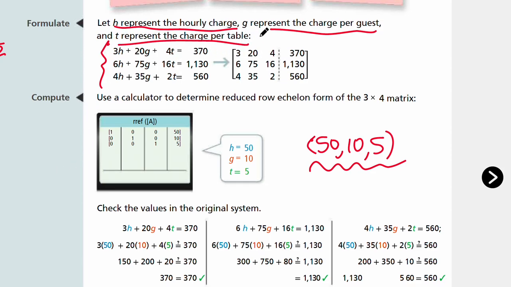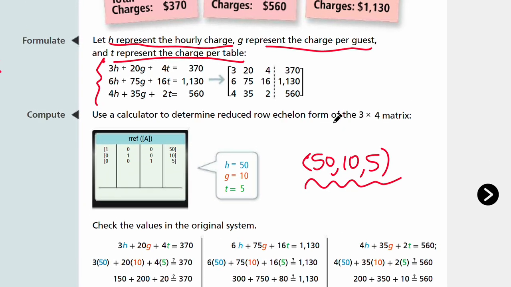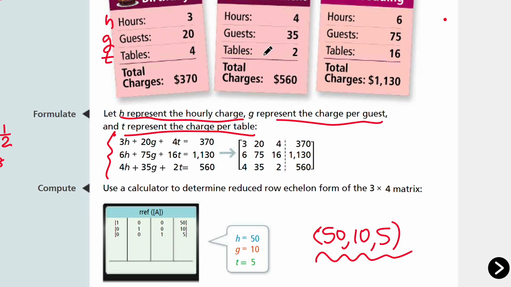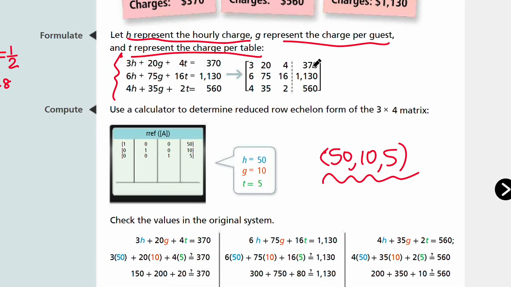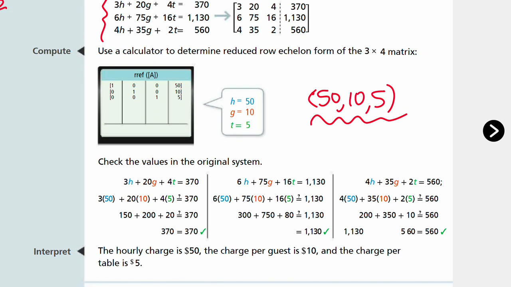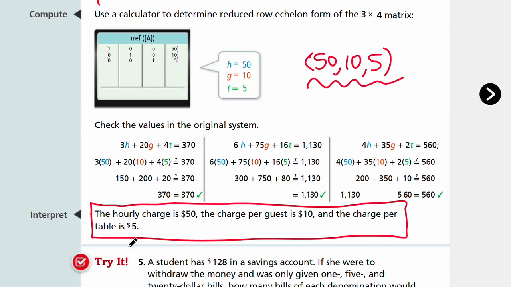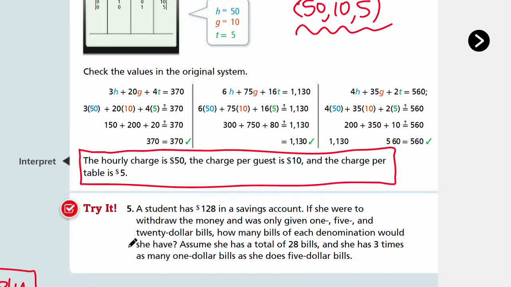Okay, so H represents the hourly charge. So 50 would be how much you're gonna charge per hour. Okay, so the hourly charge is $50. The charge per guest is $10, and the charge per table is $5. That would be our final solution. Make sure you write in terms of the context. Very important. Okay, let's see if you can do try number 5.